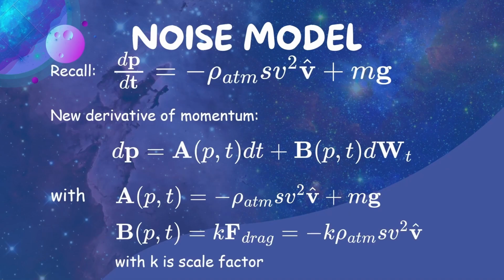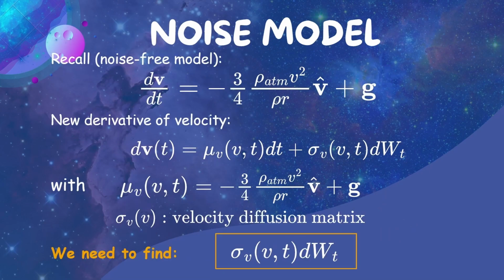The change in momentum is now a stochastic differential equation, which has two parts: a drift term A, which is our original noise-free equation, and a diffusion term B, which has a random component. We assume B equals a scale factor k times the drag force vector. We also consider the change of velocity in a stochastic model as well. It has two parts: a drift term μv, which is our original noise-free equation, and a diffusion term sigma v, with a random component.